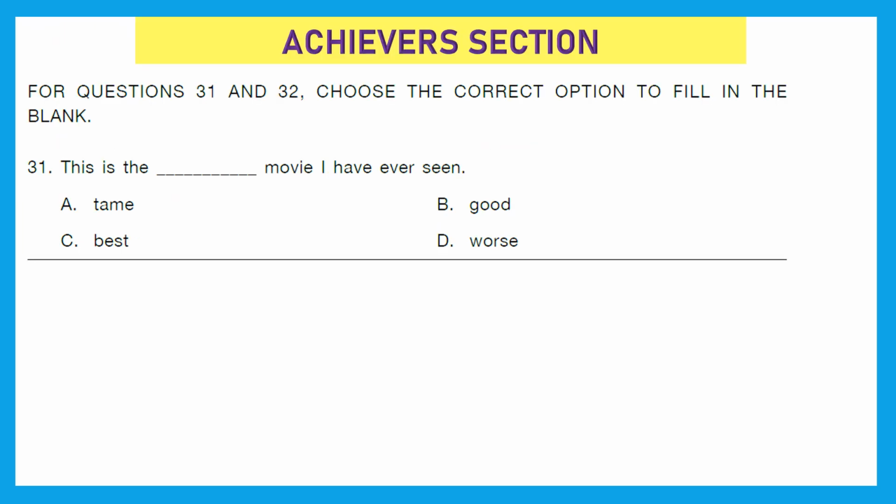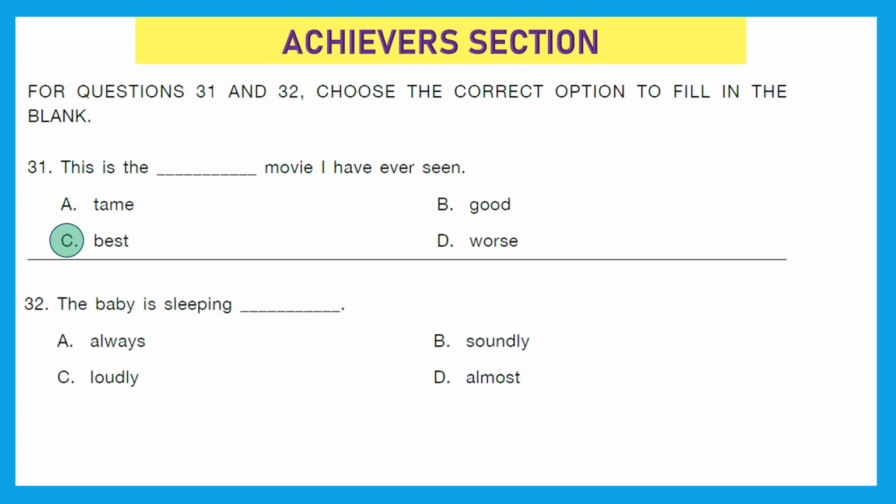Moving to our last section, that is the Achievers section. For questions 31 and 32, choose the correct option to fill in the blank. 31. This is the dash movie I have ever seen. Tame, good, best or worse. So please understand that with the definite article the superlative adjectives are used. So the answer is best. Option C is the right answer. This is the best movie I have ever seen.